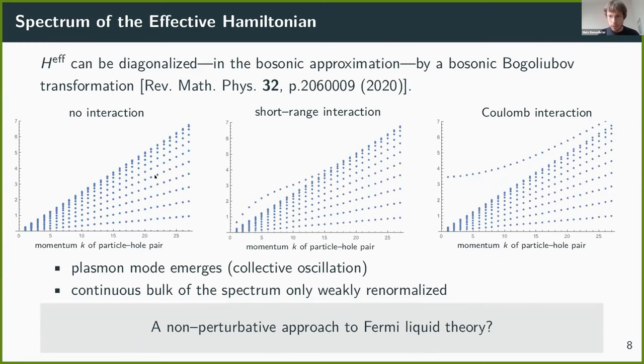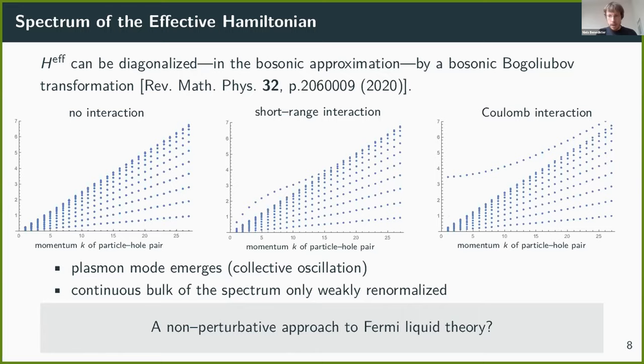If you switch on the short range interaction, the top mode is a little bit moved. You switch on a stronger interaction, a Coulomb interaction, it separates really far off with a gap, and then it's called a plasmon excitation. And the other interesting thing is that the bulk down here is really only weakly renormalized. And that's due to a sort of eigenvalue interlacing argument. So maybe this could in the future be a non-perturbative approach to Fermi liquid theory.